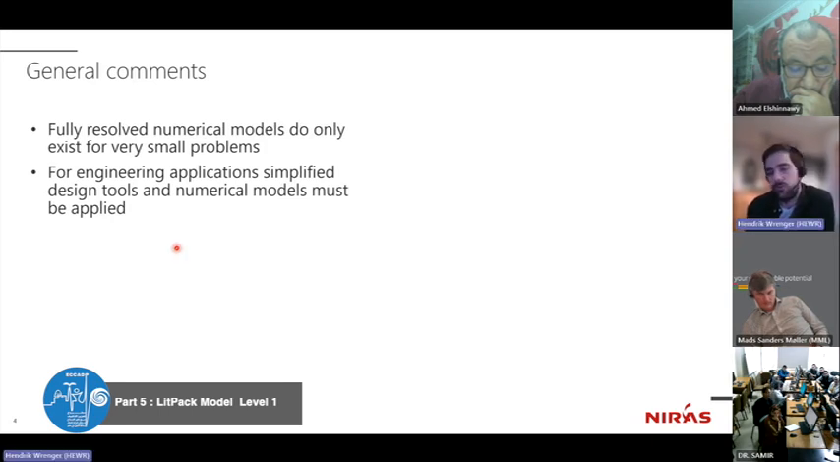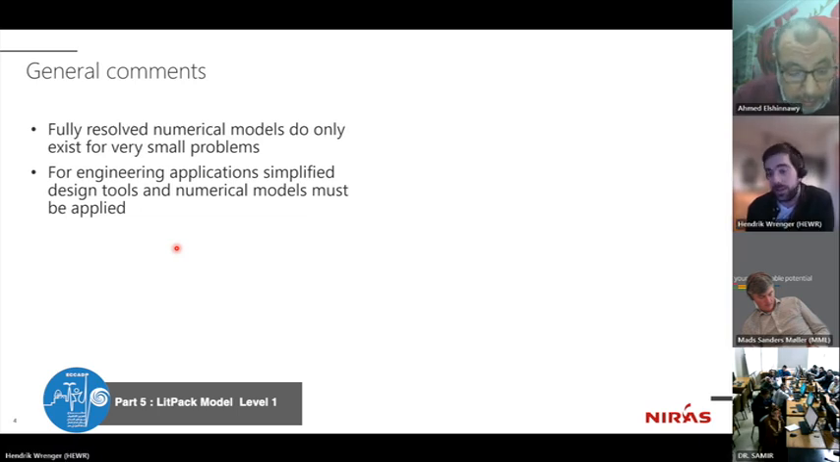So in that context, I think it's valuable to recall that fully resolved numerical models only exist for very, very small problems. So for example, there's direct numerical simulation in CFD. If you Google the literature, you can get like the flow around a sphere or something like that, where we really try to resolve exactly the physics of what's going on. But that's only very small problems that are not really of much use directly, at least in the real world.